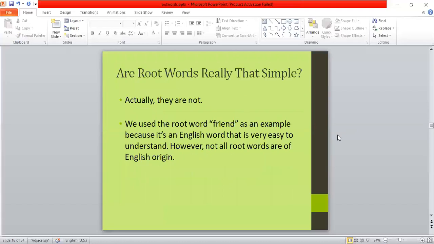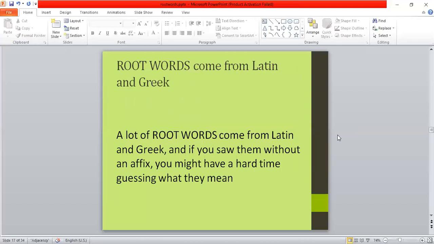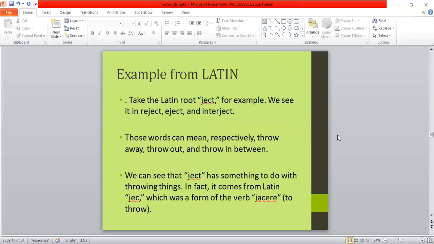Are root words really that simple? Actually, they are not. We used the root word friend as an example because it is an English word that is very easy to understand. However, not all root words are of English origin. Root words come from Latin and Greek. A lot of root words come from Latin and Greek, and if you saw them without an affix, you might have a hard time guessing what they mean.